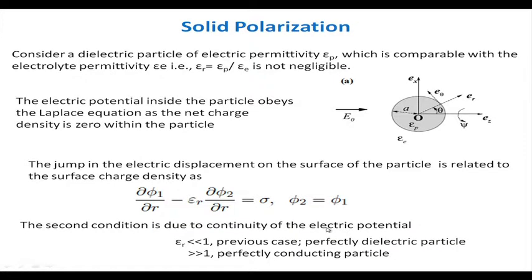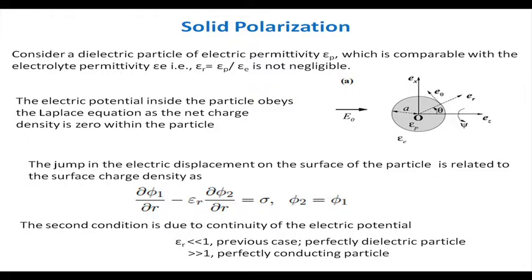Now, how to model this kind of situation? I will just give the overview to model the electrophoresis of a dielectric particle. The dielectric particle is characterized by the dielectric permittivity ratio, given by this epsilon r. This is the electric permittivity of the particle, and this is the liquid. So, this ratio.